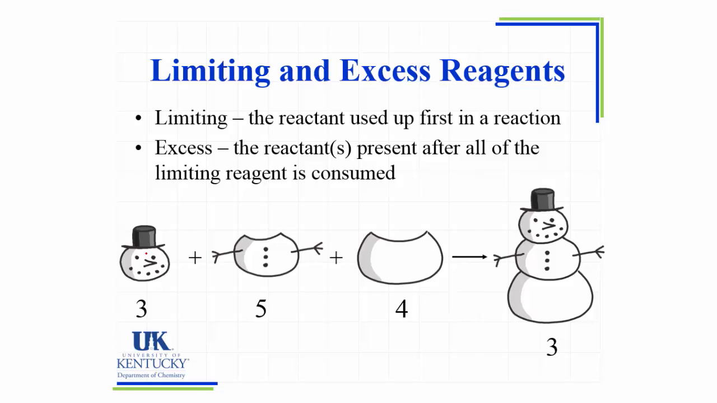In this case, our head was our limiting reagent, so this limited the amount of snowmen we could build, and both the middle and the bottom were our excess reagents or excess reactants because we had some of those left over after the reaction was complete, because the reaction stopped as soon as we ran out of one of our reagents.